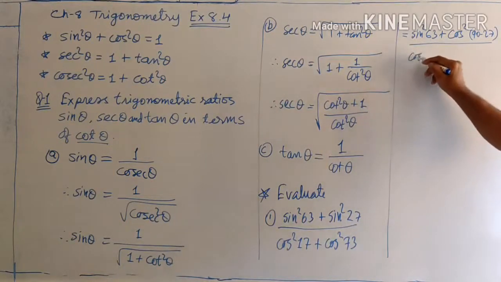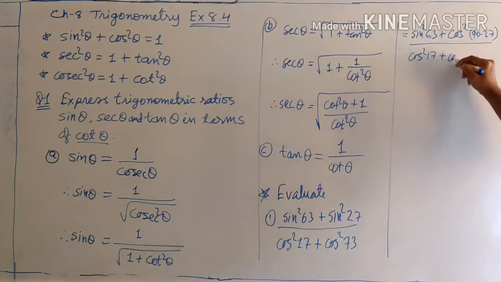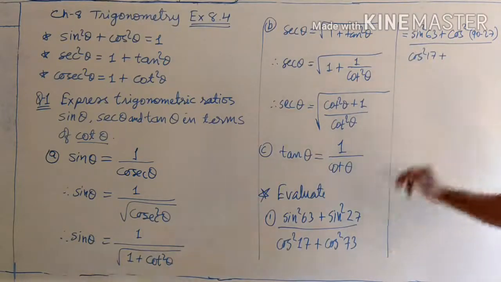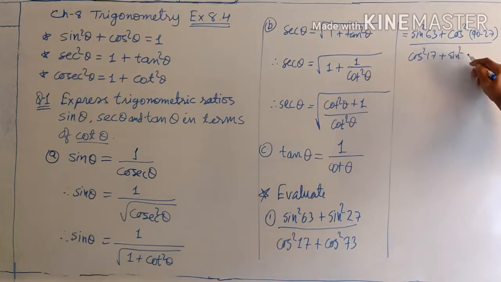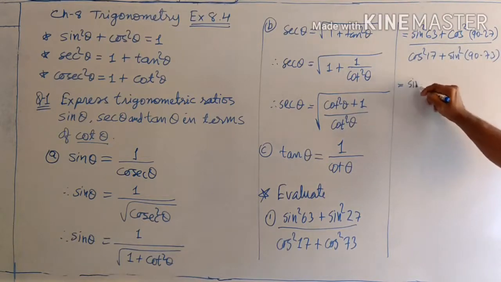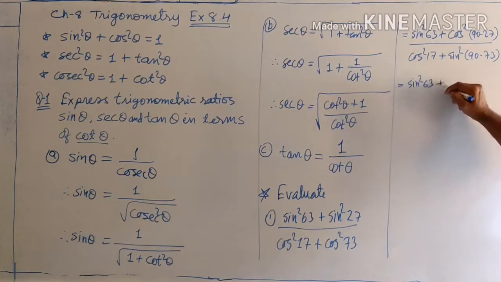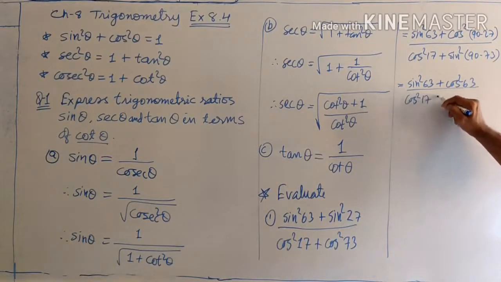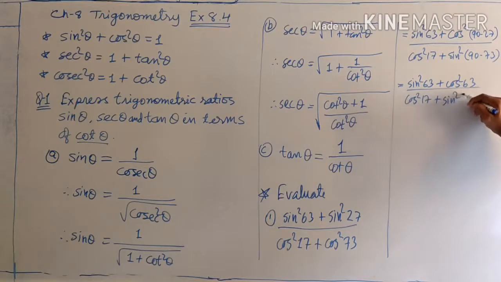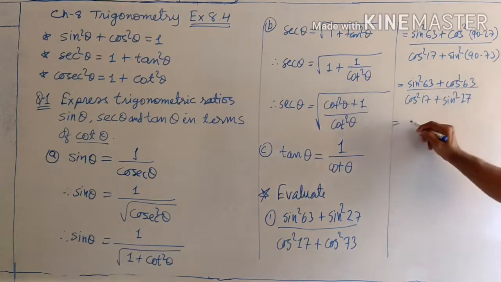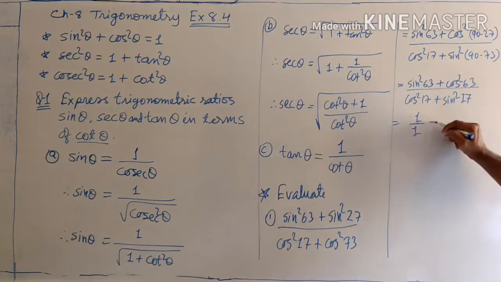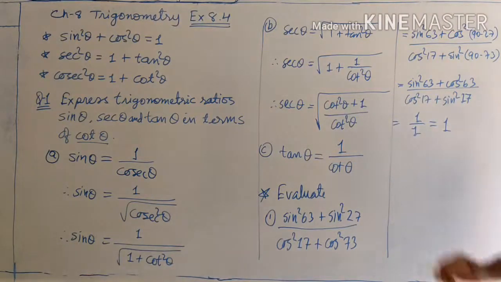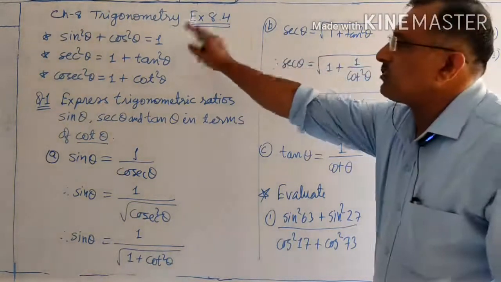Same way in the denominator. Now cos square 17 plus, here we will take the complementary of this cos. So that is sin square 90 minus 73, and so we will get sin square 63 plus cos square 63 divided by cos square 17 plus sin square 17, and so we can say numerator is 1 and denominator is also 1, and so it is equal to 1 using identity sin square theta plus cos square theta.